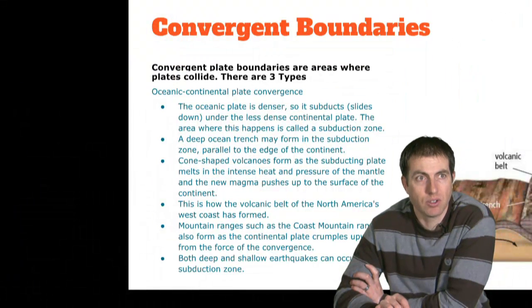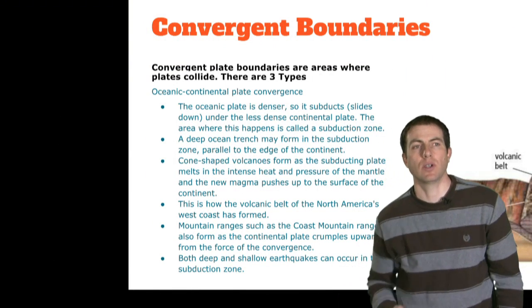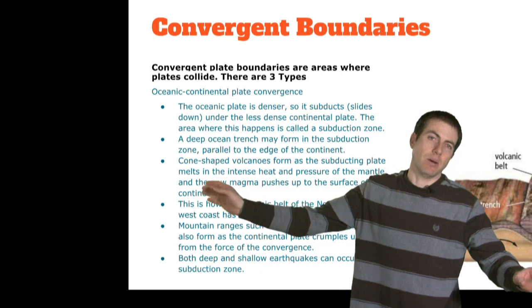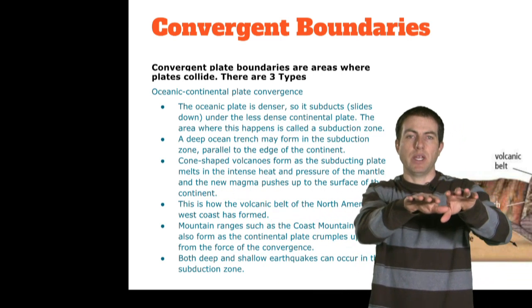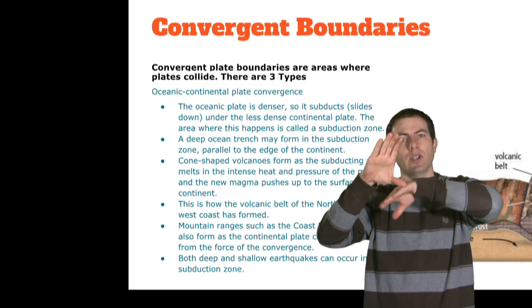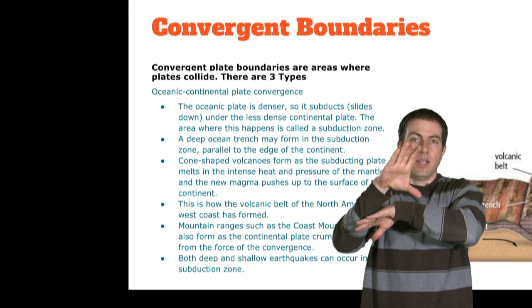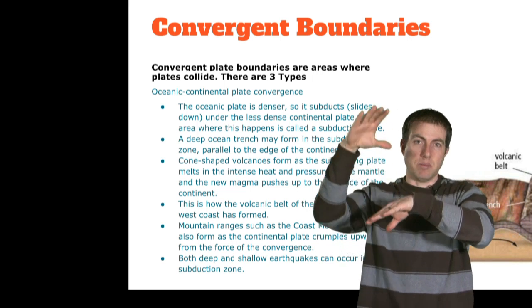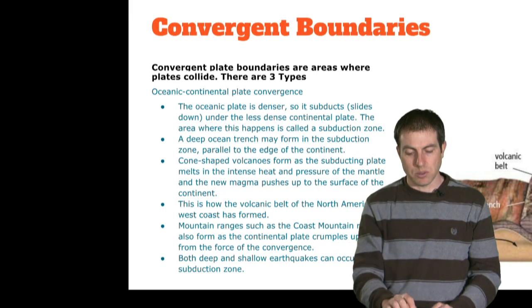So the first type of convergent boundary we talked about is oceanic plate coming in and hitting a continental plate. Because that continental plate's so thick, the oceanic plate goes underneath it. As it gets under, all that pressure pushing it makes the mountains bigger, and then we get volcanoes being formed as well.